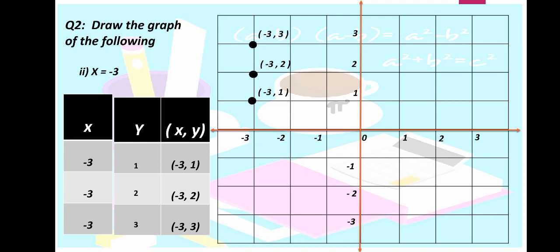After plotting these points, join them with the help of a straight line. So this is the graph of x is equal to -3.